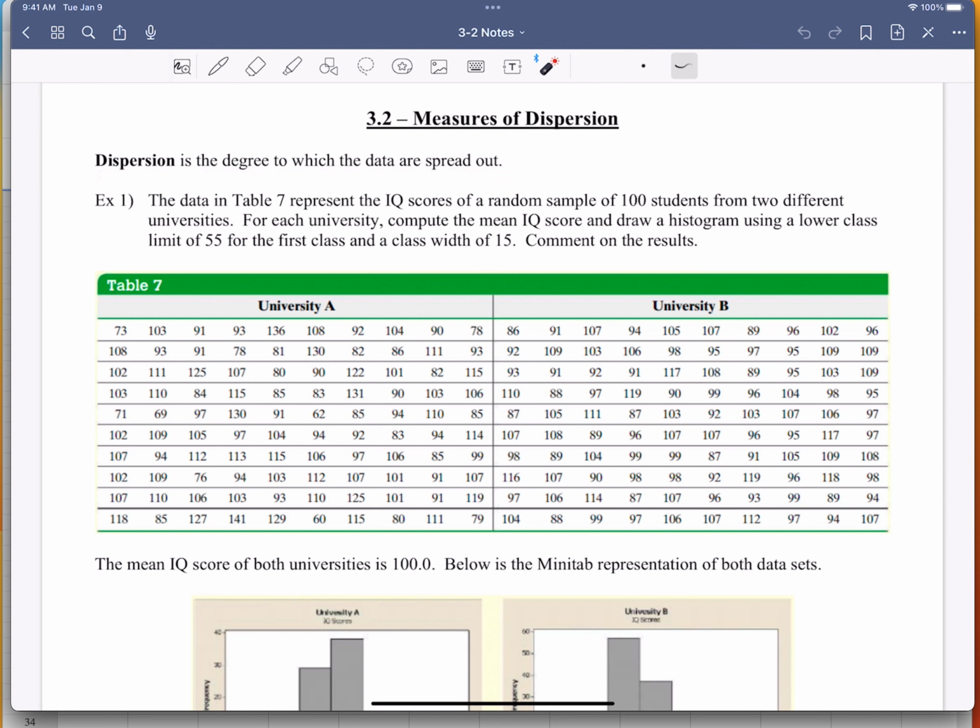Dispersion is the degree to which the data are spread out. So how dispersed is the data, right? Remember we said mathematicians aren't creative. Whatever you say is kind of how it rolls.